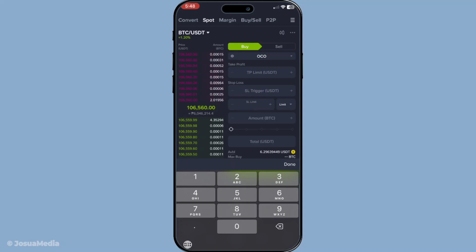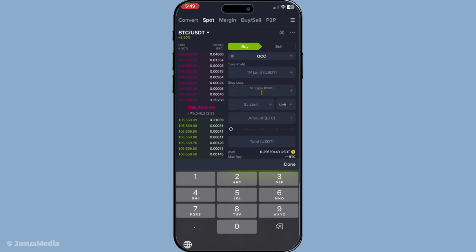Then you'll need to set your stop loss price. This is vital for risk management as it protects you from significant losses by automatically selling your crypto if it hits this predetermined price. Be thoughtful with this setting. It should reflect a level of loss you're comfortable with and aim to prevent larger setbacks.